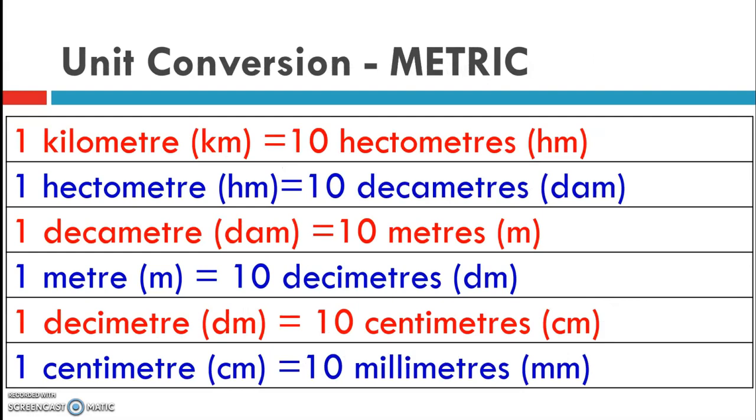Now the unit conversion is important while you have to draw the numerical on the scales. So 1 kilometer is equal to 10 hectometers, 1 hectometer is equal to 10 decameters, 1 decameter is equal to 10 meters, 1 meter is equal to 10 decimeters, 1 decimeter is equal to 10 centimeters, 1 centimeter is equal to 10 millimeters. So you are required to study and understand this. Unit conversion is required for the numerical calculation. So this is the unit conversion in metric.